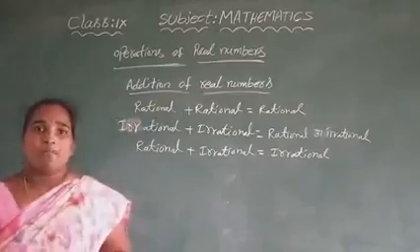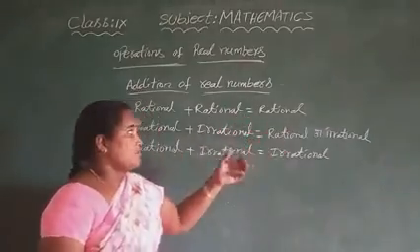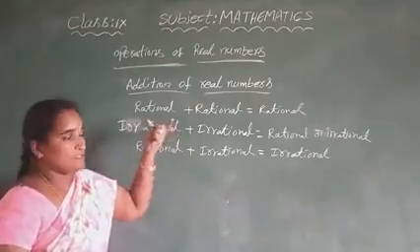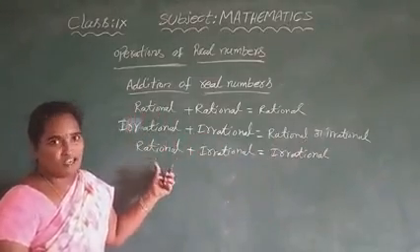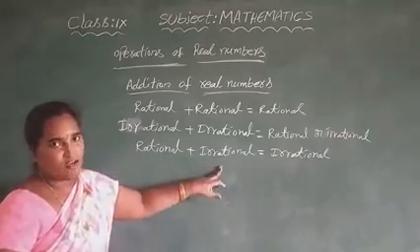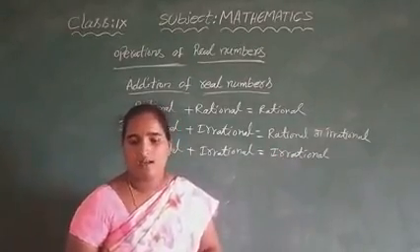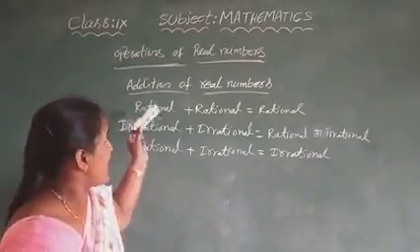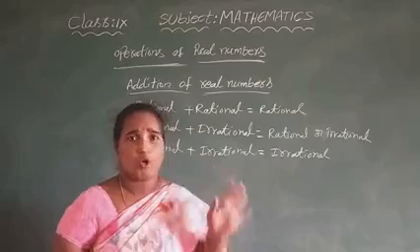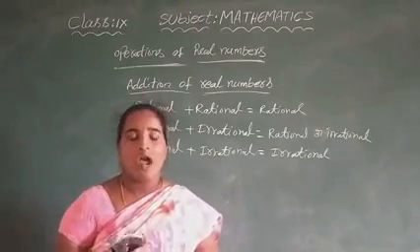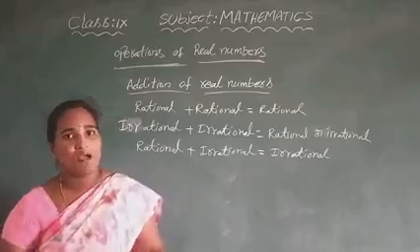So, the sum of two rational numbers is a rational number. The sum of two irrational numbers is either rational or irrational. The sum of a rational and an irrational is always an irrational number. So, this is addition of real numbers. Similarly, we can perform the same process in subtraction, multiplication and division on real numbers. We get the same result.